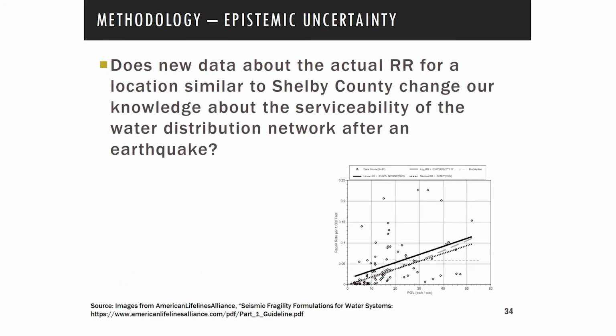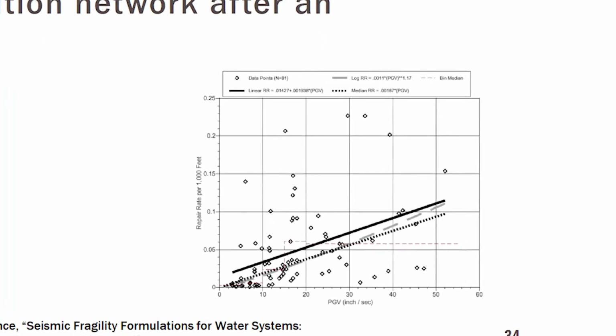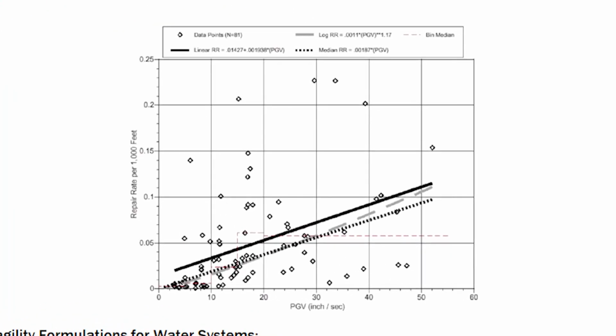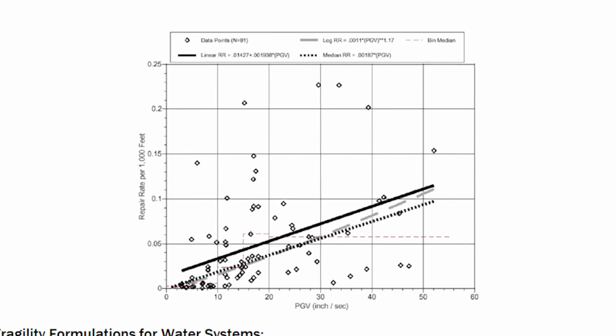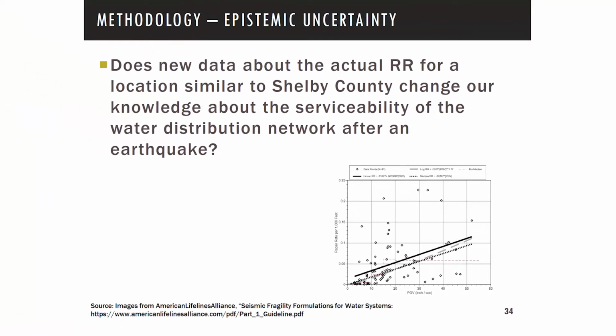So this is essentially how A and K are usually estimated. This is representing 81 data points, and then you have your linear regression, and the parameters are accordingly estimated. And so what we want to test is, if we have new data about the actual repair ratio, can we update our knowledge or our probability for the network performance overall, okay?